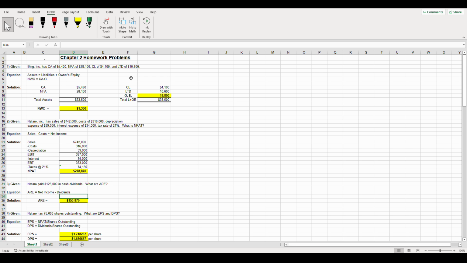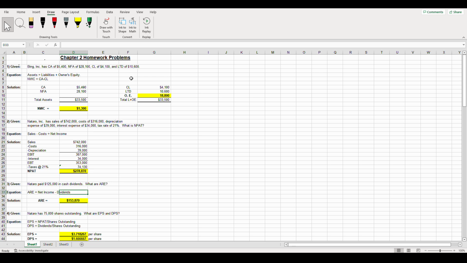What are the additions to retained earnings? Additions to retained earnings is equal to net income minus the dividends. And so my additions to retained earnings are cell D28 equal D28 minus 125,000.